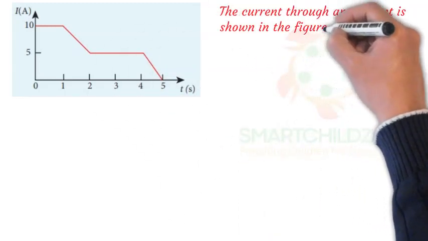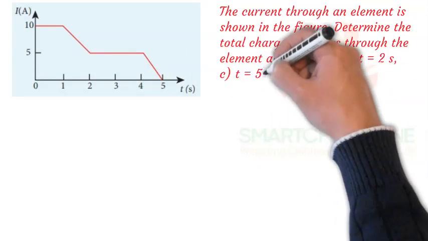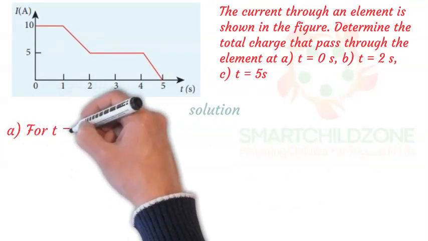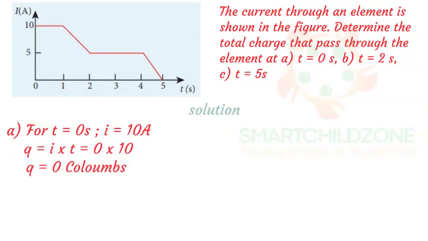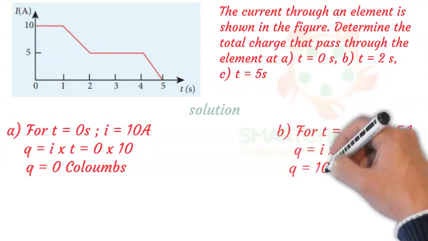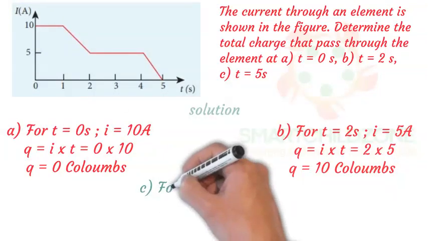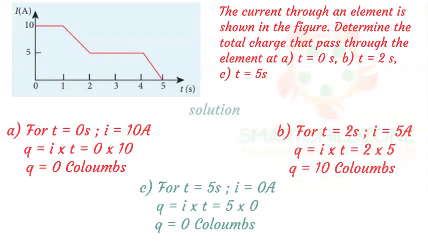The current through an element is shown in the figure. Determine the total charge that passed through the element at the time of 0 seconds, 2 seconds, and 5 seconds. At the time of 0 seconds, the charge is 0 coulombs. At 2 seconds, the charge is 10 coulombs. At 5 seconds the charge is 0 coulombs.